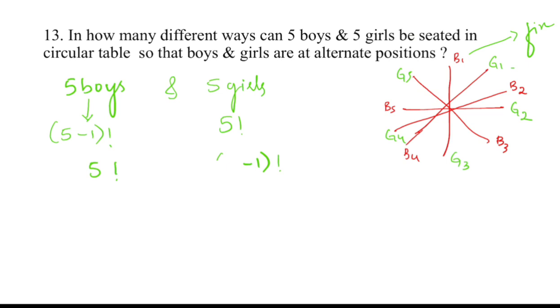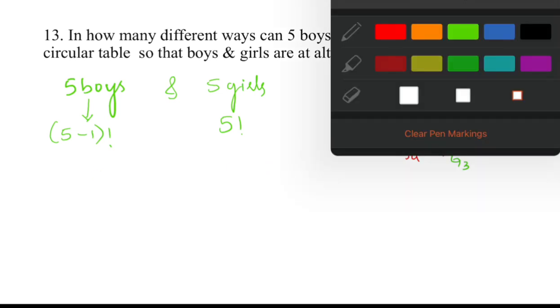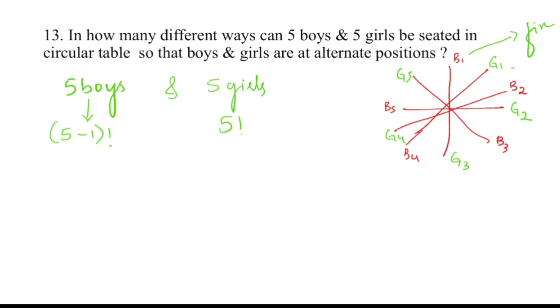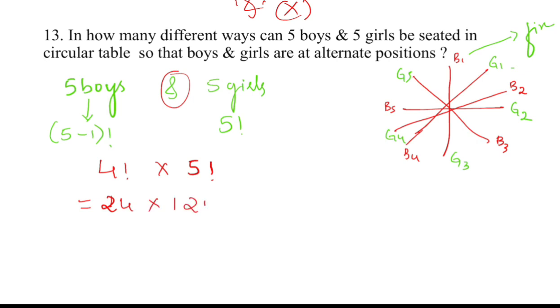So we'll take boy fixed. When the boy is fixed, the arrangement will be like this. So totally this is 4 factorial into 5 factorial, and 'and' always means 'into'. Remember, 'and' always means 'into'. So 4 factorial is nothing but 24 into 5 factorial which is 120, which is equal to 2880 ways.